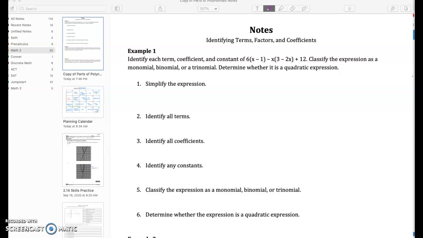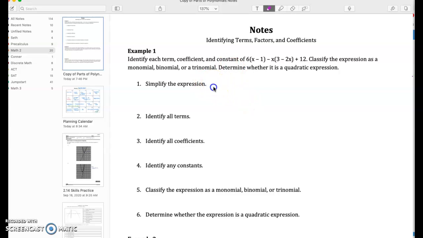So example 1 says to identify each term, coefficient, and constant of 6 times the expression x minus 1 minus x times the expression 3 minus 2x plus 12. We're going to classify the expression and then also determine whether it's quadratic. So to do that, the first thing we have to do is simplify.